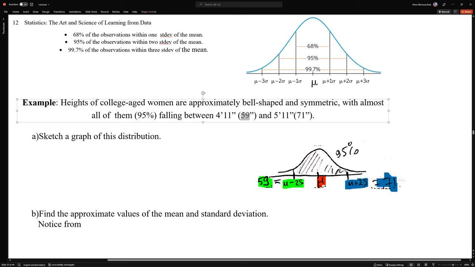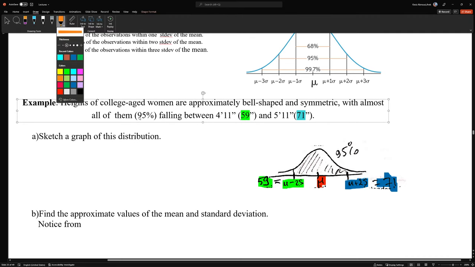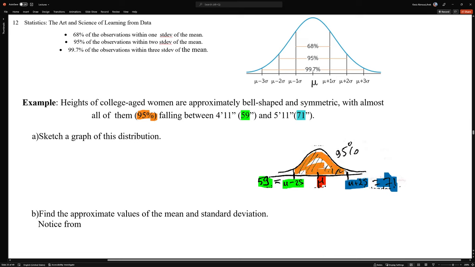So over here, this is the green part, right? So this is the 15. That's why this part equals 59, because this area covers the 95% of the population. That is given over here: 95% falls between 59 and 71. That's why here the value is 59, which is mu minus 2s equals 59, and mu plus 2s equals 71. So that's how we found these values over here.